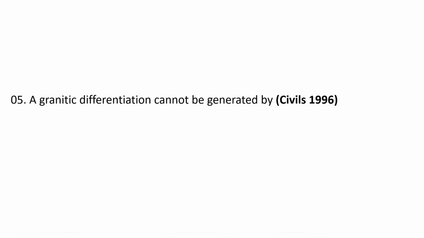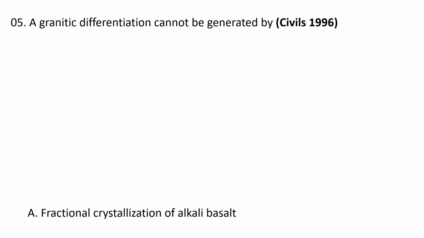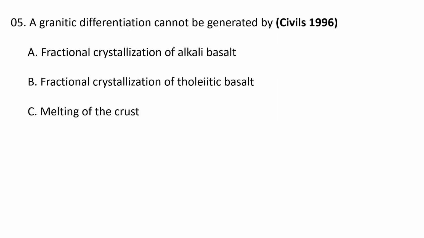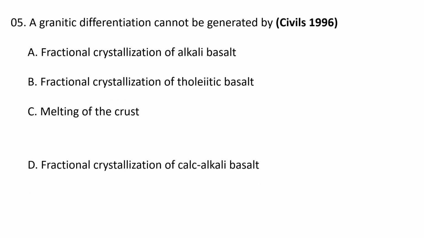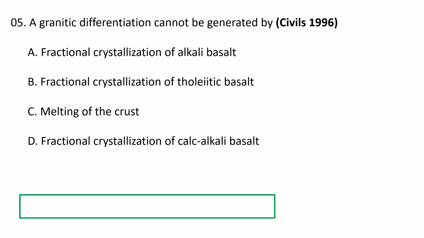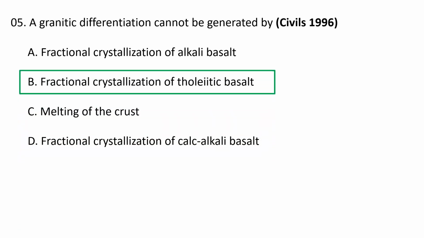Next question. A granitic differentiate cannot be generated by A. Fractional crystallization of alkali basalt, B. Fractional crystallization of tholeiitic basalt, C. Melting of the crust, D. Fractional crystallization of calc-alkali basalt. So the correct answer is B. Fractional crystallization of tholeiitic basalt.